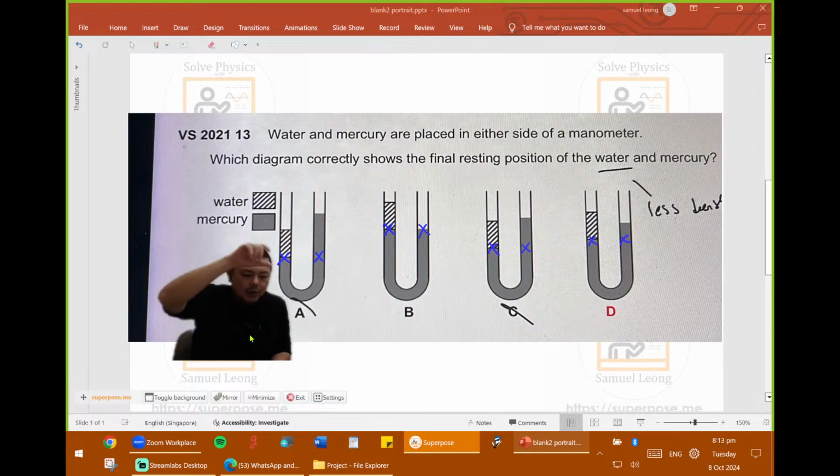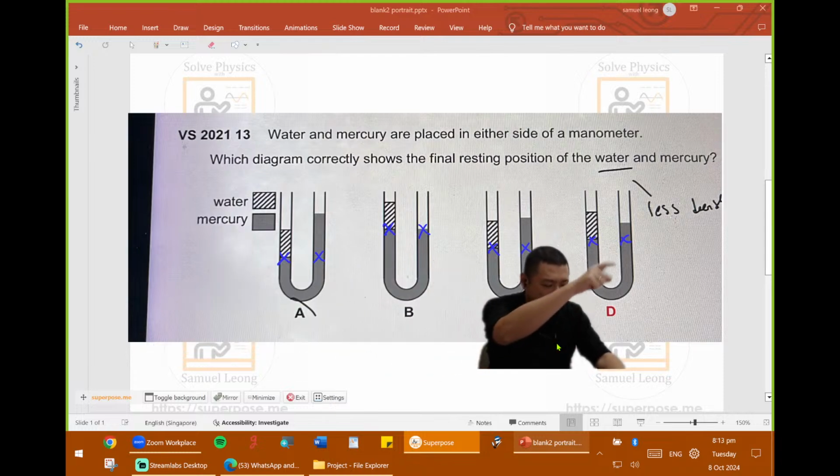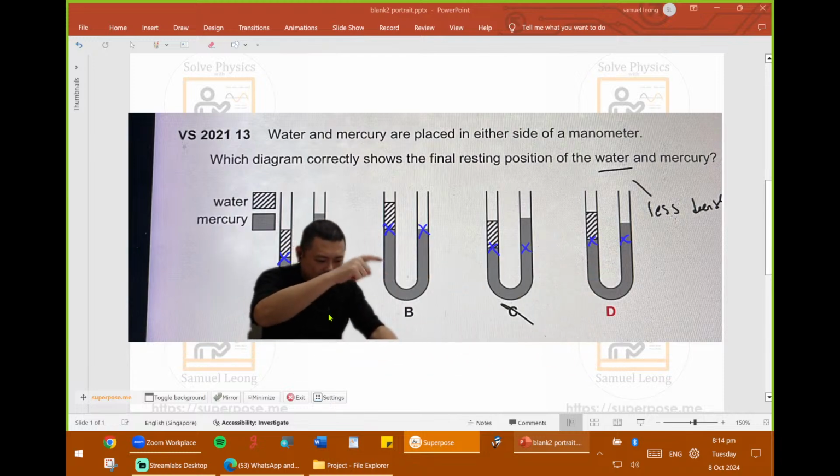Can you see that option A shows me a longer column of mercury balancing a shorter column of water? So you ask yourself, can that happen? No, right? But why not? Yeah, it should be the other way around, right? We can tell that D's the answer. But how about B? Why is B not the answer?